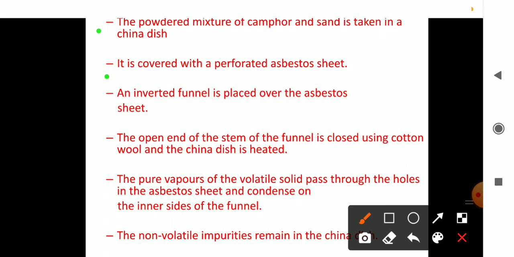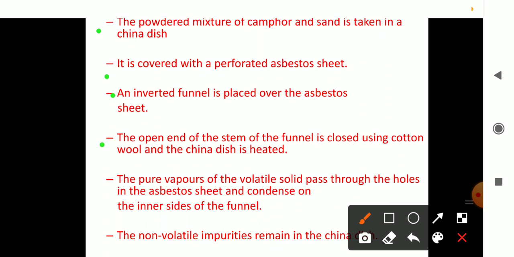Then come to point number 2. It is covered with a perforated asbestos sheet. Perforated means holes are made in that asbestos sheet. So the china dish is covered with a perforated asbestos sheet. Then come to point number 3. An inverted funnel, I have told you the meaning of the term inverted, is placed over the asbestos sheet.